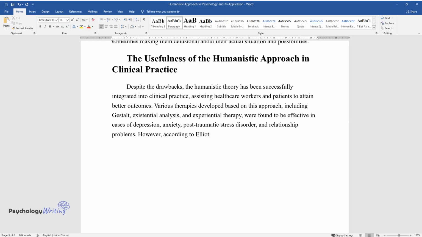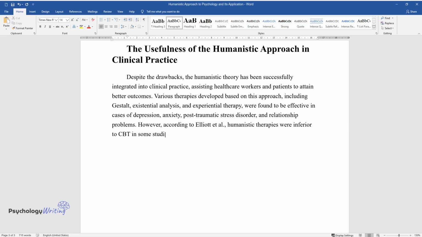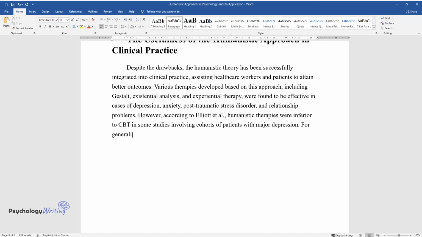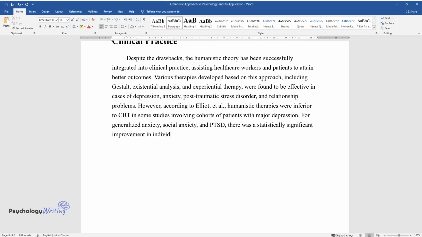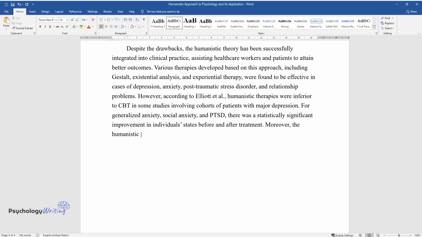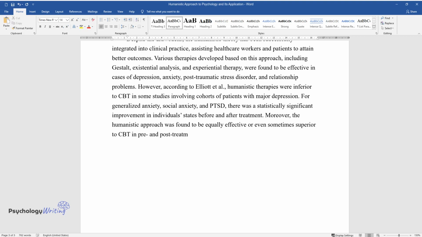However, according to Elliott et al., humanistic therapies were inferior to CBT in some studies involving cohorts of patients with major depression. For generalized anxiety, social anxiety, and PTSD, there was a statistically significant improvement in individual states before and after treatment. Moreover, the humanistic approach was found to be equally effective or even sometimes superior to CBT in pre- and post-treatment of patients with psychoses.